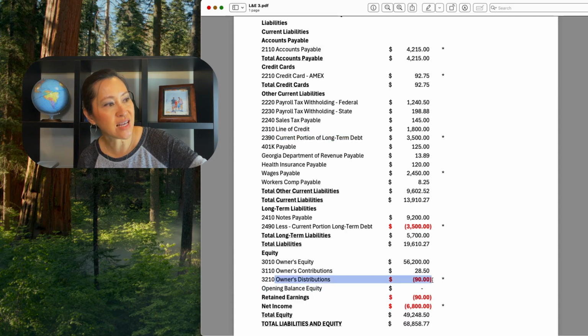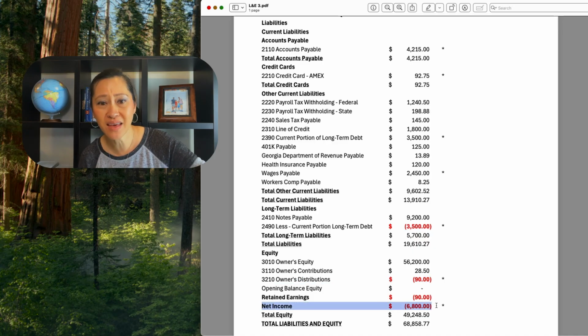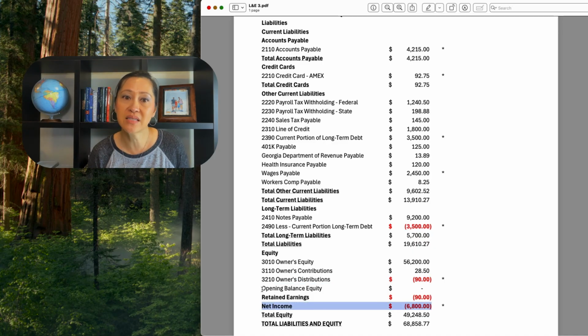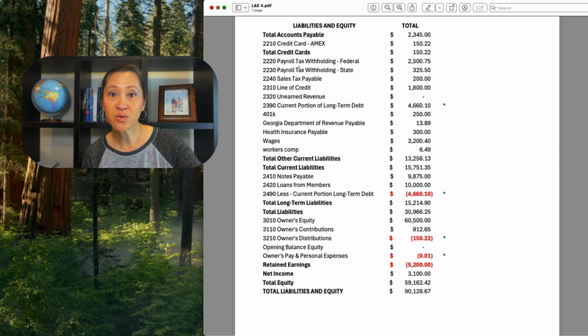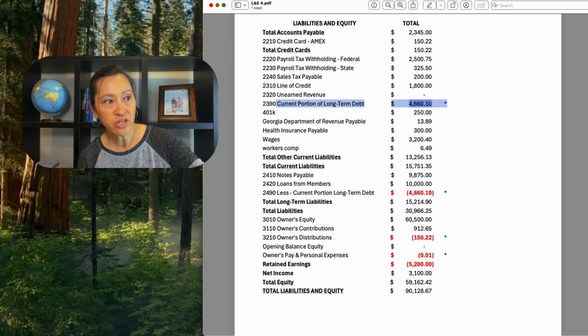Owner's distributions is negative, which is exactly as it should be. Net income is negative, so either the business is operating at a loss or this reflects accurate reporting. Either way, a negative net income is not great for the health of the business. This is the last balance sheet we're analyzing. My current portion matches my less current portion, and the negative is correct.